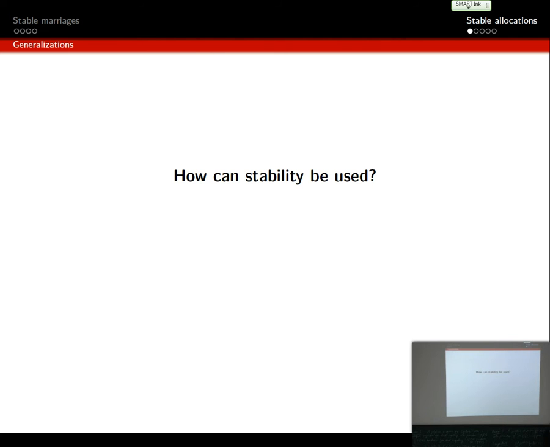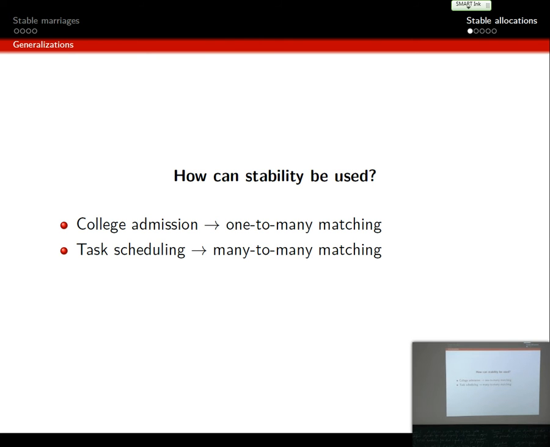So in practice, stability is very often used in extensions of the stable marriage problem, such as college admission, which is still a bipartite graph, but it's a one-to-many matching. Colleges have several slots for students. And then task scheduling, which has many-to-many matching. You have machines and jobs, and you have to order them to each other according to their preferences. I'm going to talk about this a bit later. Or roommate allocation, which gives you a non-bipartite graph.